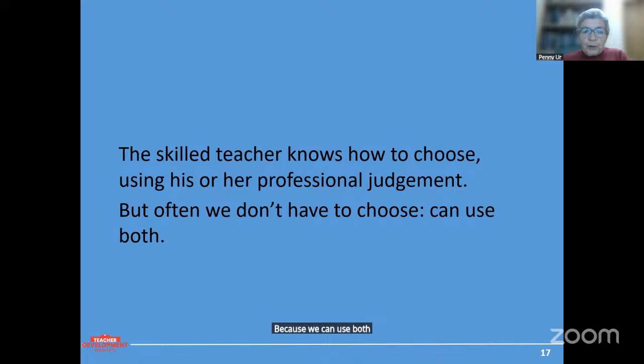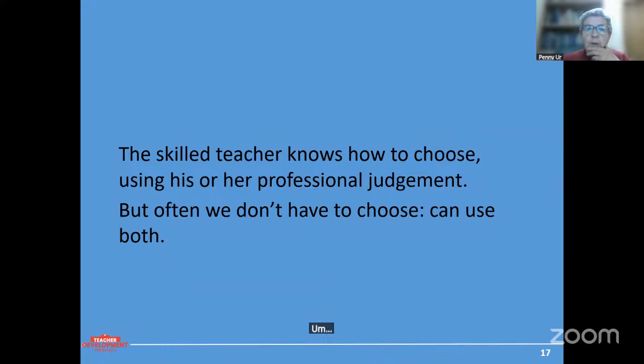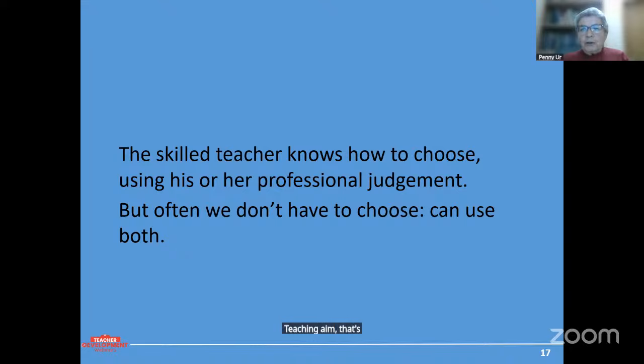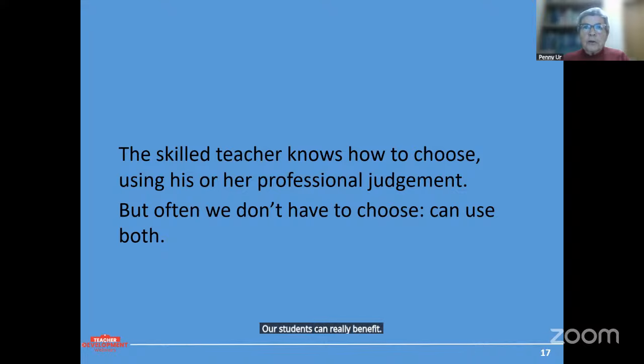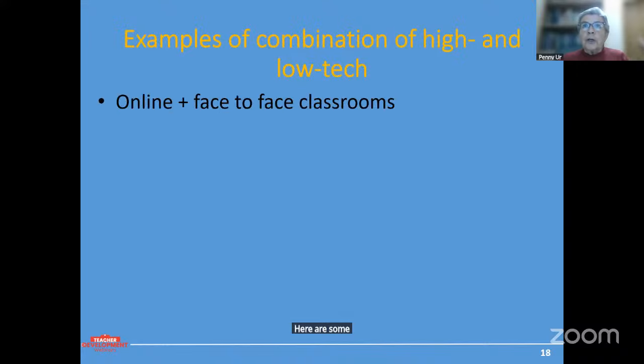And what I'm about to do now is look at some cases where you can use both, and it's the judicious use of both combined where we get the advantage of the one and the advantage of the other combined in a particular lesson or for a particular teaching aim. That's where our teaching expertise comes into play, and that's where our students can really benefit. So here are some examples of combination of low and high tech.